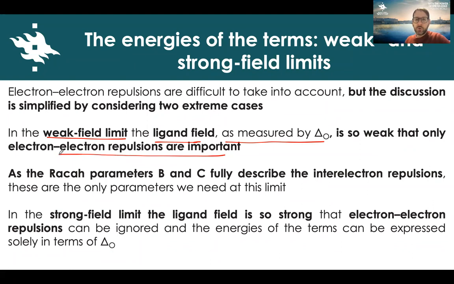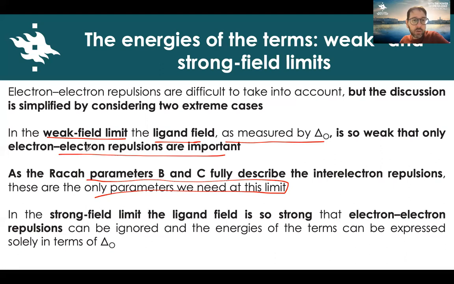So if the field is so weak that only electron repulsions become important, then we have the Racah parameters, B and C, that can fully describe the interelectronic repulsions. This is all that we need. These are the only parameters that we need in this limit.